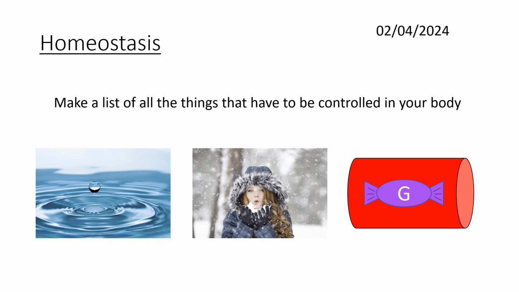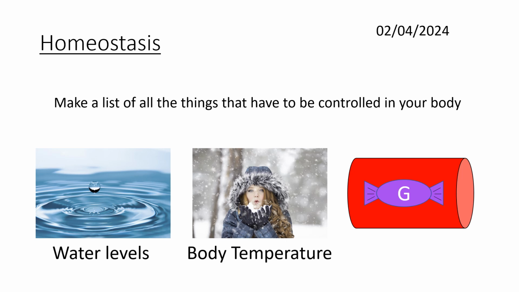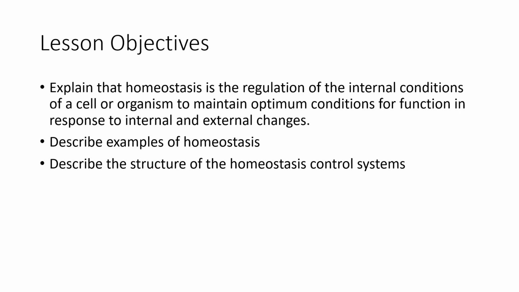So the three pictures represent, picture number one represents the fact that your body has to maintain constant water levels. Picture number two is the fact that you have to maintain a constant body temperature, and number three refers to the blood sugar levels or glucose sugar levels. So in this video we're going to look specifically at the process of homeostasis. We're going to define some of the key terminology and come up with a couple of examples.